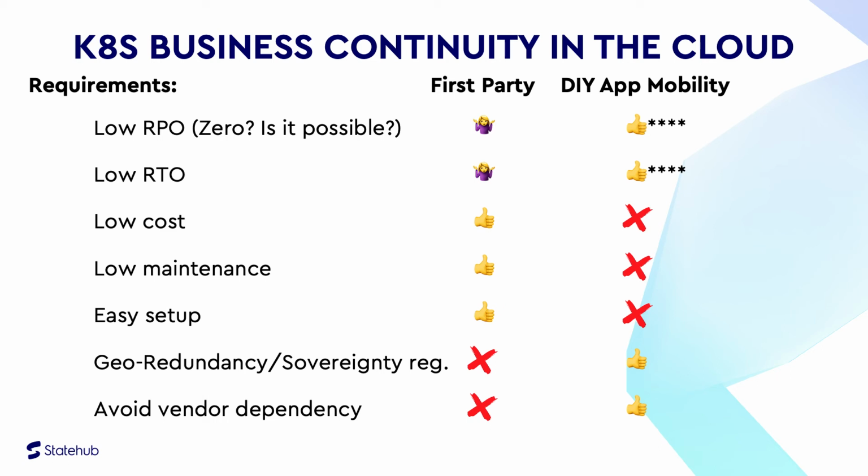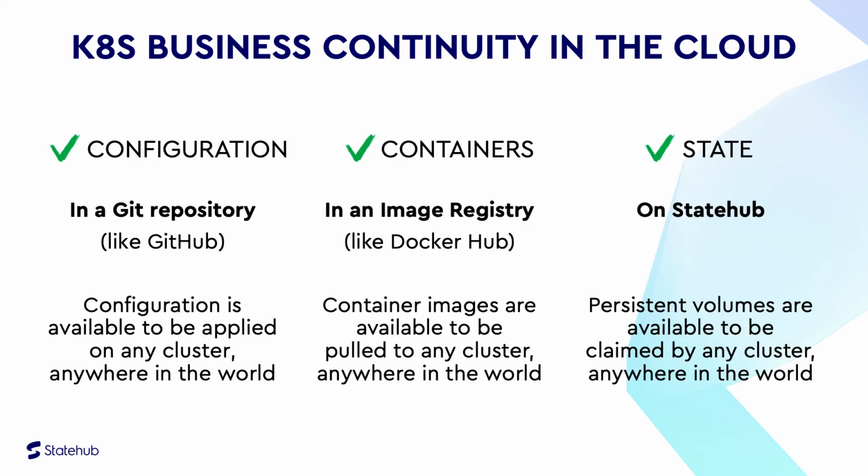Now, obviously, I'm here to present to you a solution that ticks all the boxes, and that solution is Statehub. With Statehub, we're providing the missing piece of the puzzle that is the state pillar of our Kubernetes business continuity in the cloud. Essentially, letting your data behave like your container images. Just specify which container you'll be using and what data you'll be using it with on any cluster anywhere in the world.